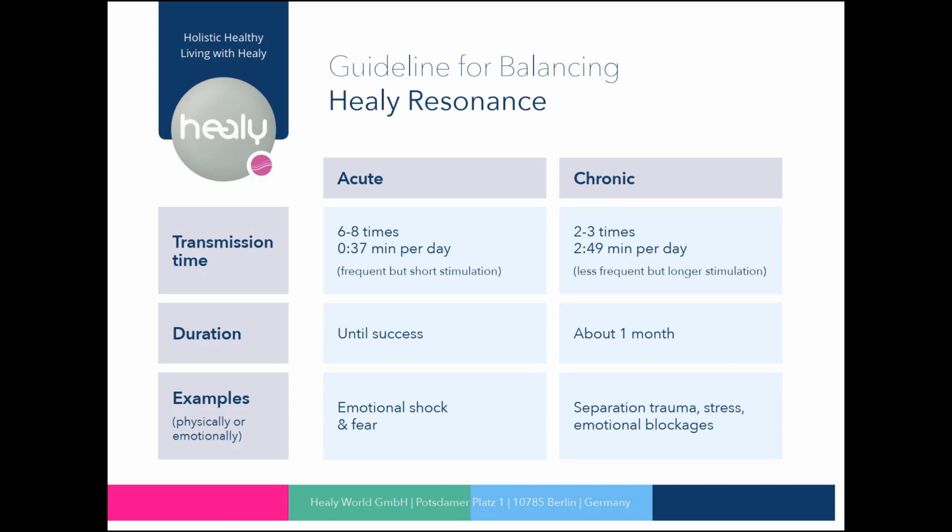Lists pertaining to acute topics are usually sent more frequently, but for a shorter period of time. Therefore, they should be sent about 6 to 8 times a day for a short transmission period of 37 seconds. The total transmission time depends on the success. Only after you have successfully balanced an issue should you create a new list and activate it again according to the guideline for balancing. We do not recommend keeping more than 1 or 2 lists on one topic active for one person.